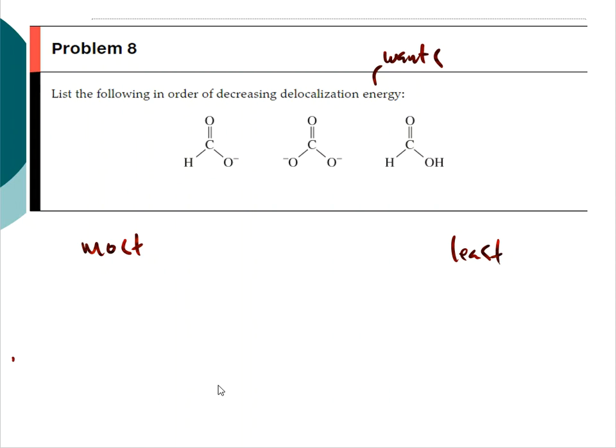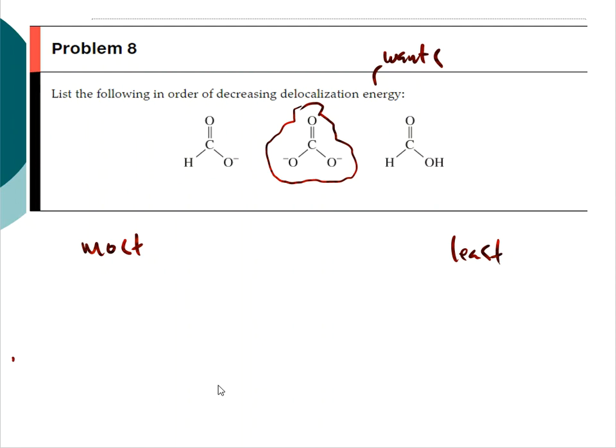So if I look at these three choices, this one here looks like it's the most problematic. Why? Well, it's got two charges on it. It's got two full-blown negatives on it. If the molecule could rearrange and get rid of some of those negatives, then it would prefer to delocalize, and it would prefer the delocalization to take part.